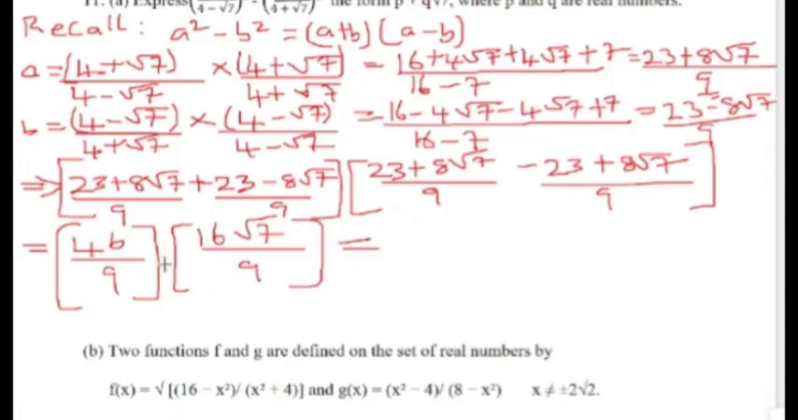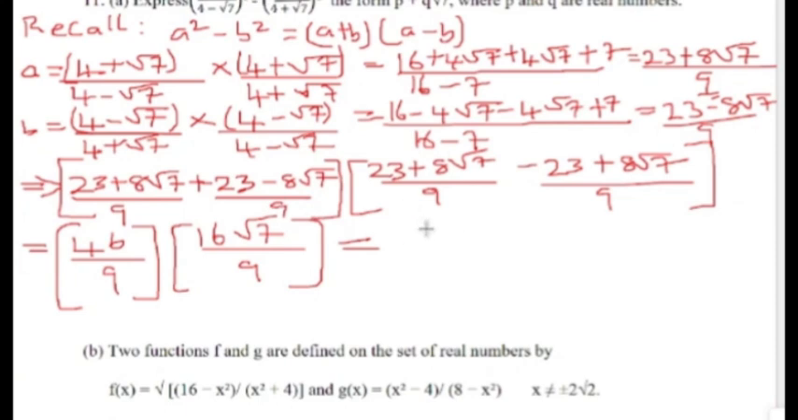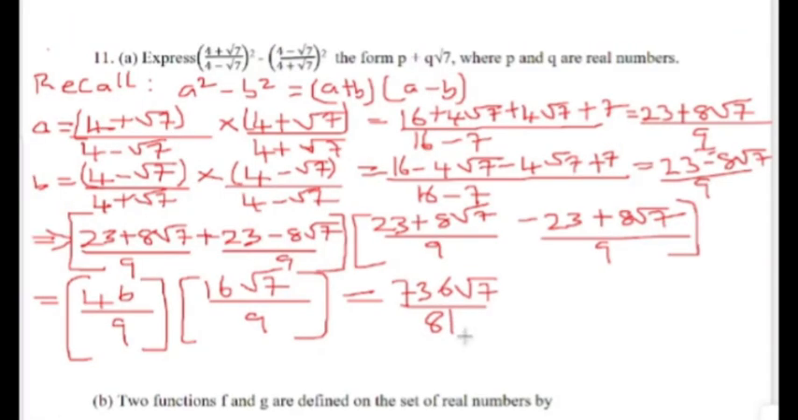All we need to do is to say, okay, 46 times 16, let's see what happens. 46 times 16 gives me 736. So that's 736. So I'm having 736 root 7 over 81. Okay, so this is our solution.